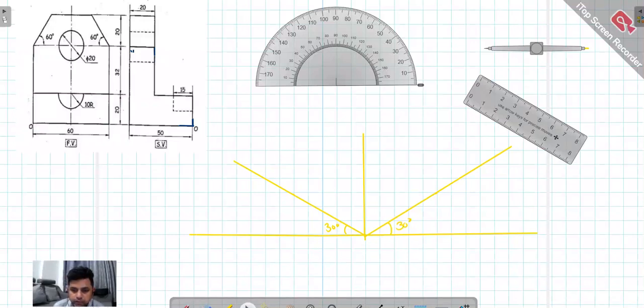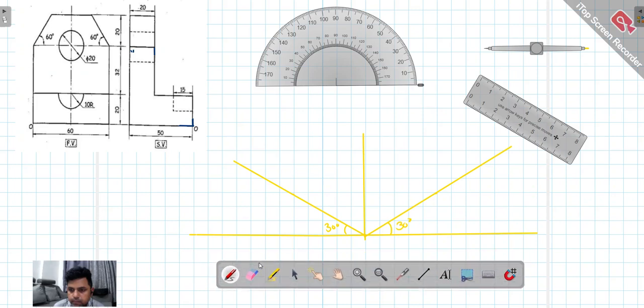Yes, we start with, see basically, this is a drawing. We're supposed to draw the isometric drawing with the help of this given data. This is front view, this is side view, and we know what this front view and side view are indicating.